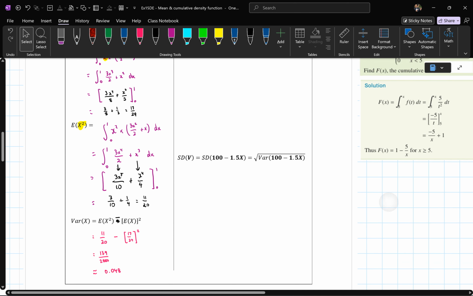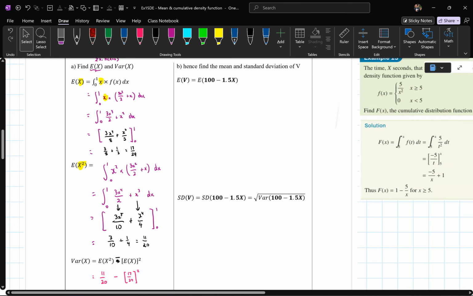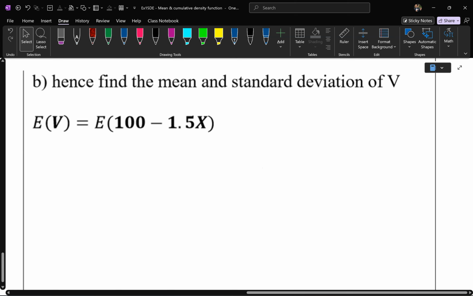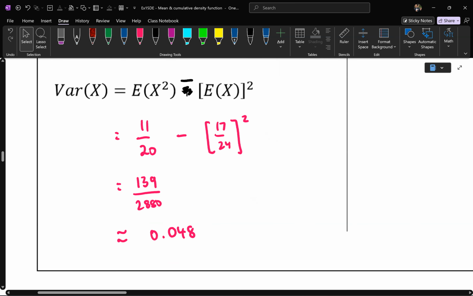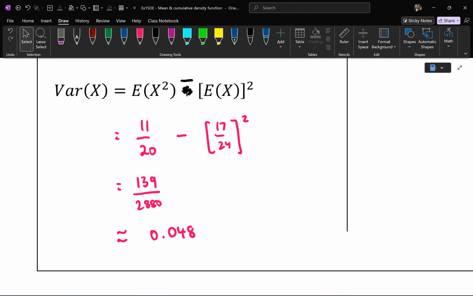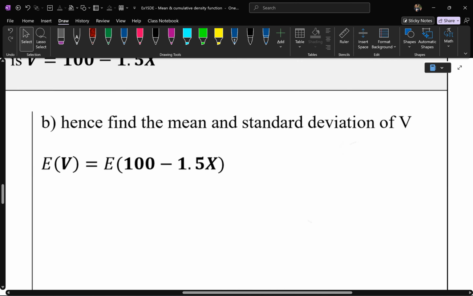Now this is where 15D comes in. Zoom in. Sorry, if you didn't copy it here, that's the answer for variance. You need the variance. Okay, 139 over 2,880, and it's approximately 0.048. Copy that down. And then we're going to do 15D today. So 15D is just applying that transformation. So here we go. 15D.